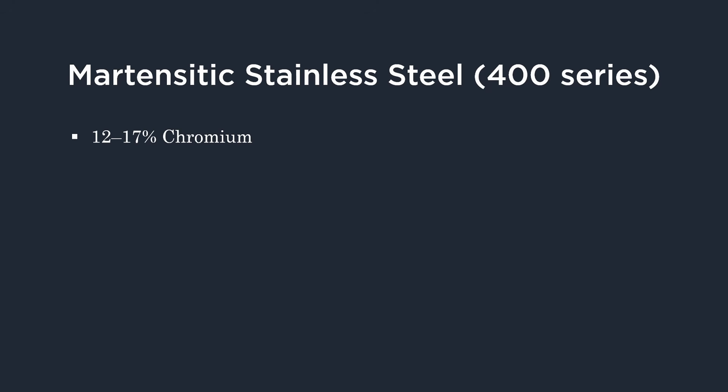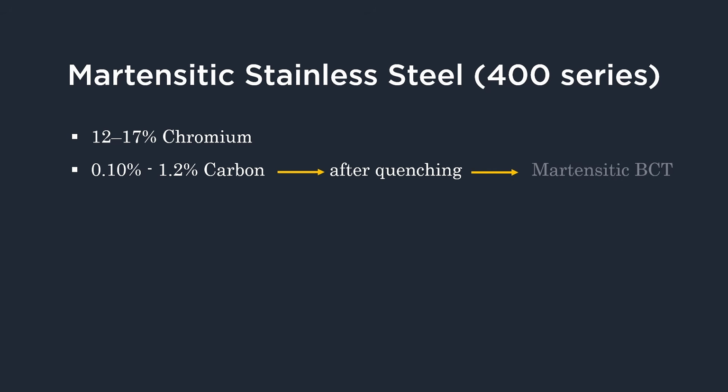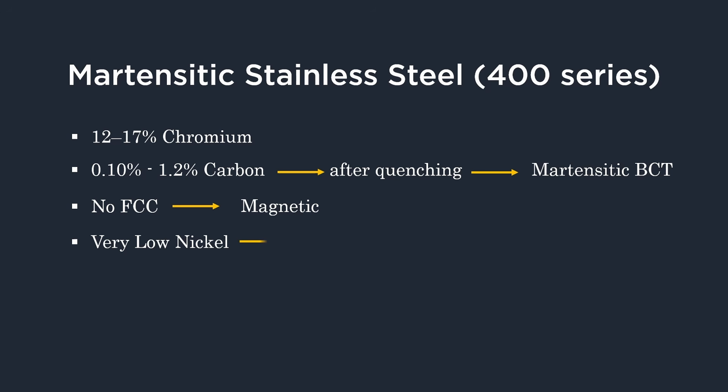They contain around 12 to 17% of chromium and they have higher carbon than Austenitic stainless steel. Due to this carbon, after quenching heat treatment, their structure becomes Martensitic BCT. And because there is no FCC, these grades are magnetic. Also, the nickel content is very low, so they are cheaper compared to 304 and 316.